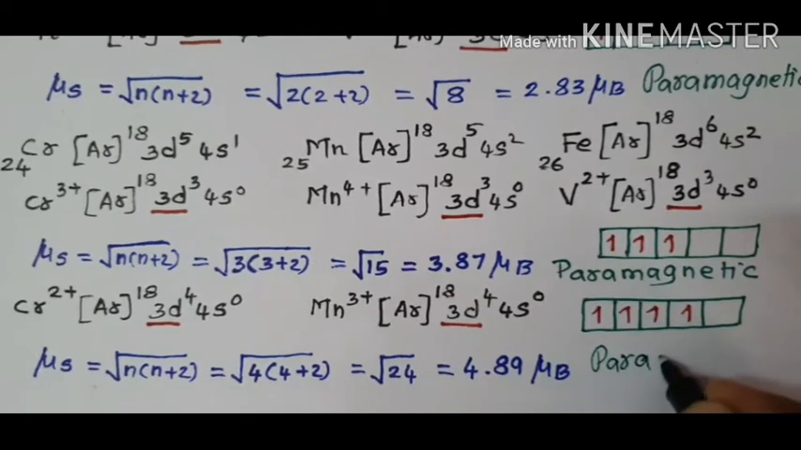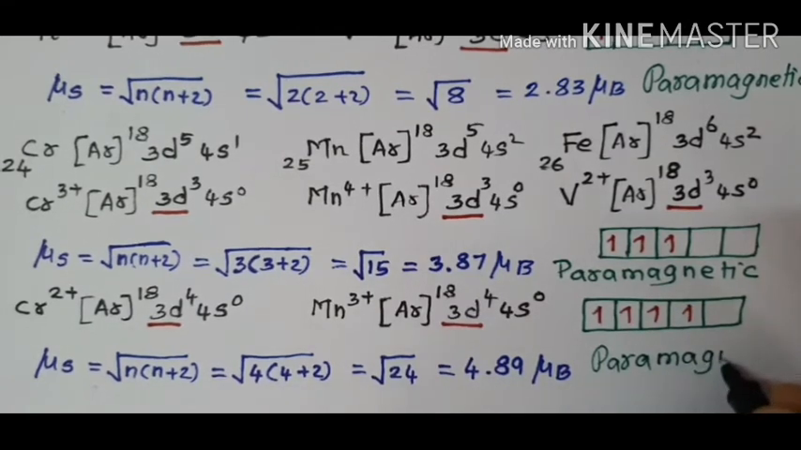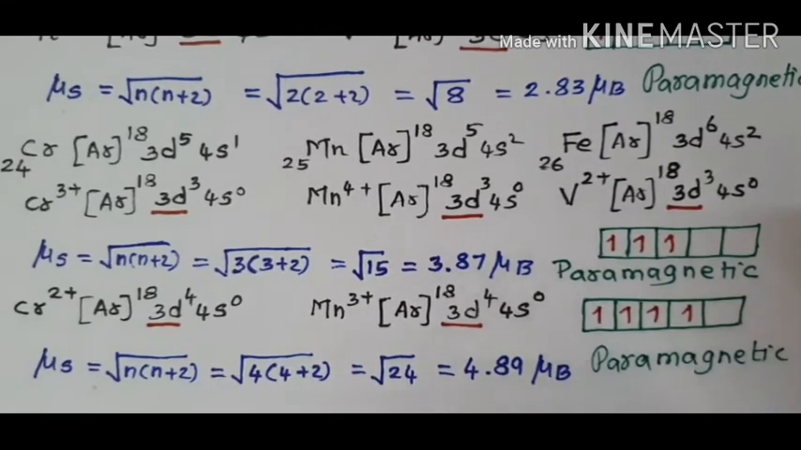Due to the presence of unpaired electrons, it is paramagnetic in nature. Paramagnetic substances are attracted by the magnetic field. Then other ions.